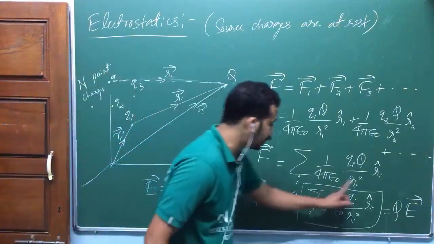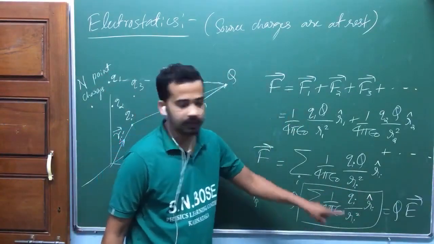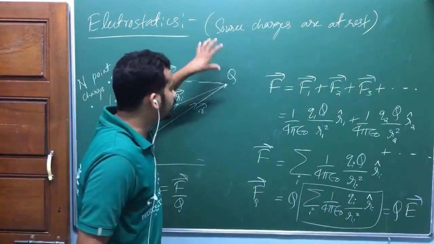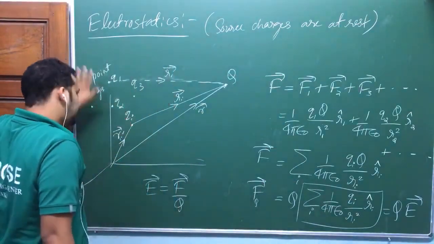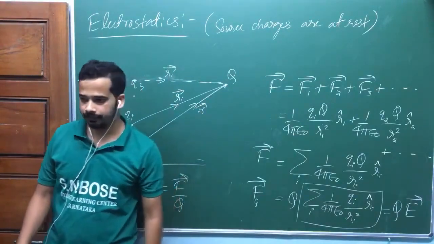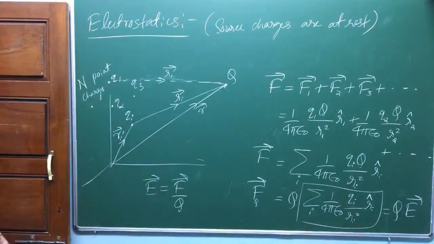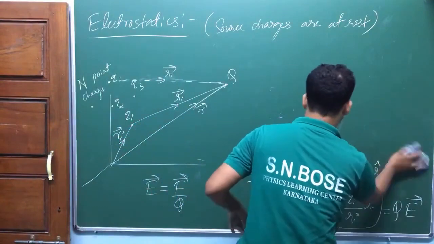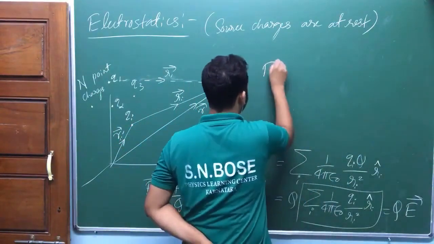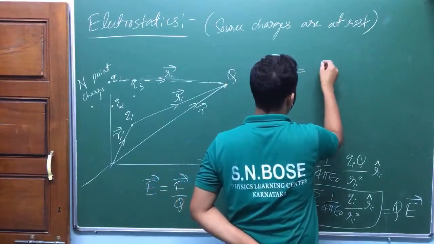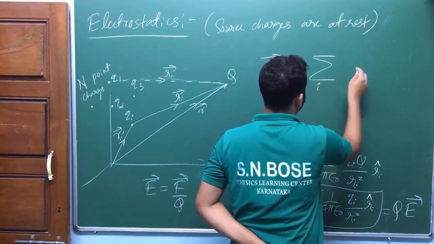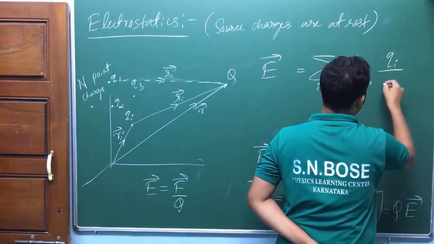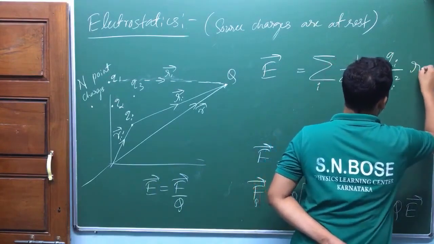Now look here, this expression is independent of capital Q, isn't it? That is independent of the test charge. We imagine there exists an electric field even in the absence of this test charge, due to the source charges, a vector field. I hope you can follow this. So this electric field is equal to summation over i 1 by 4 pi epsilon naught Qi divided by Ri square Ri cap, isn't it?